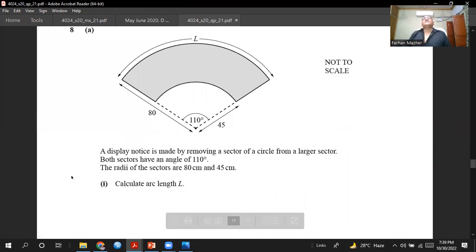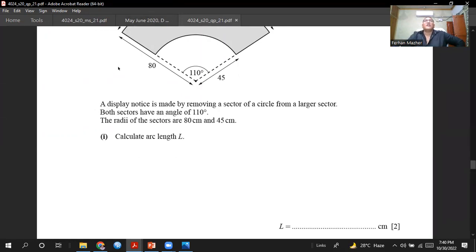A display notice is made by removing a sector of a circle from a larger sector. Both sectors have an angle of 110 degrees. The radii of the sectors are 80 centimeters and 45 centimeters. Calculate the arc length L. Okay, so this arc length L, very easily we can find. The formula is theta by 360 times 2 pi r. Theta here is 110 and the radius of that arc is 80.